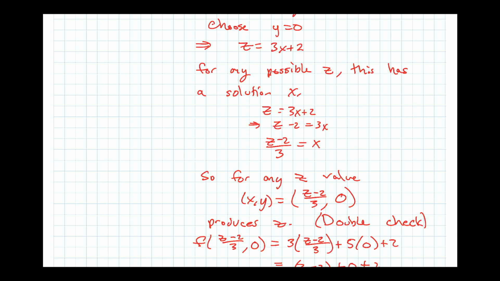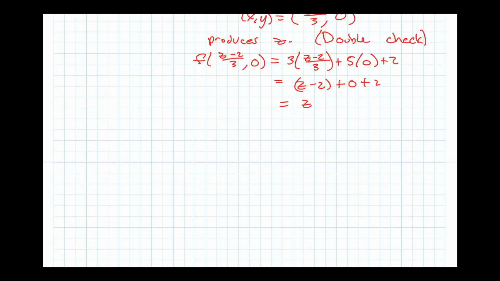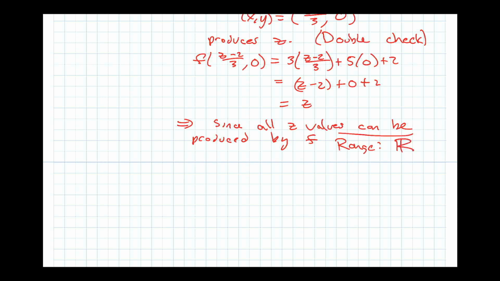So all possible z's are the range. So our conclusion here is that since all z values can be produced by f, the range is going to be all real numbers. Okay. Again, that was too much there, but we did it.